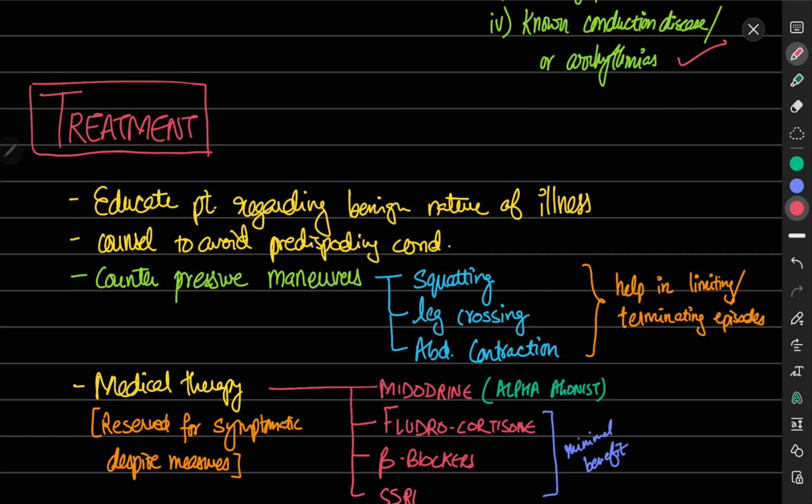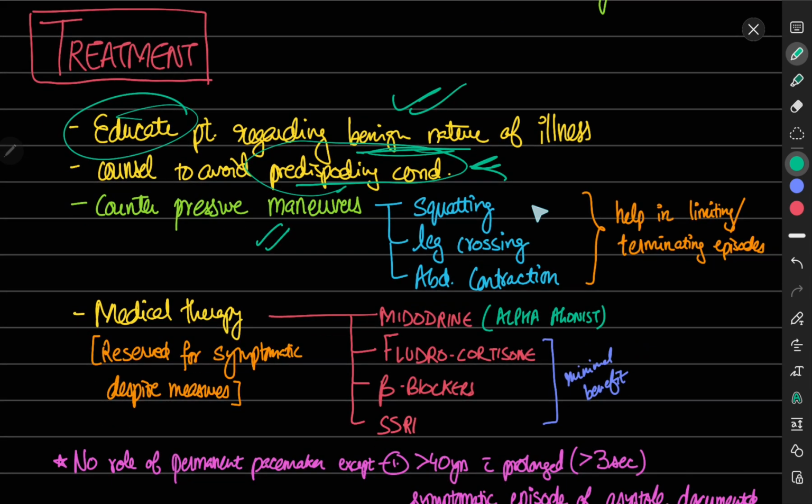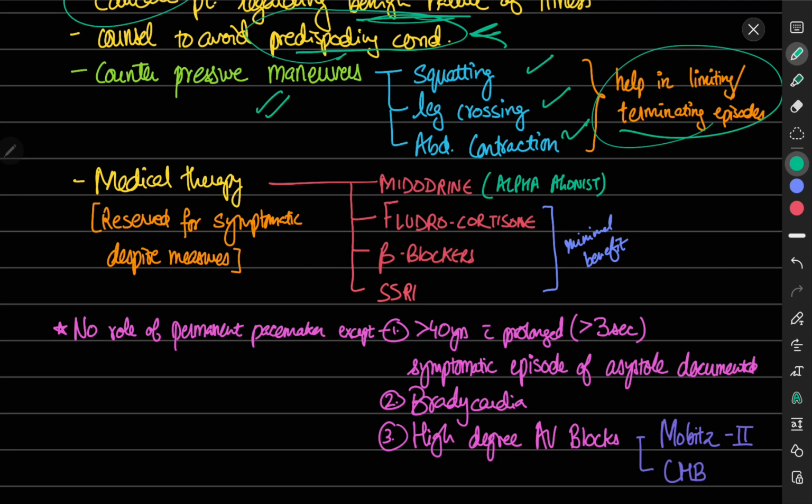Treatment mainly is to educate the patient that this is a benign disease and will not progress. We have to counsel regarding the predisposing conditions and tell the patient how to avoid it. Teach them about the counter pressure maneuvers such as squatting, leg crossing, lying down on the ground, abdominal contraction, but these have a limited role in terminating.